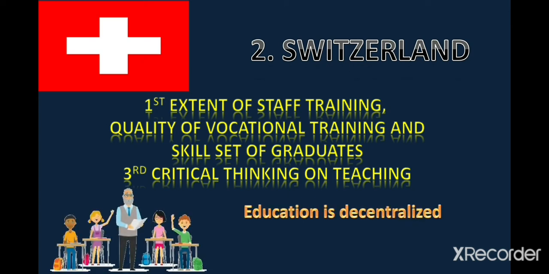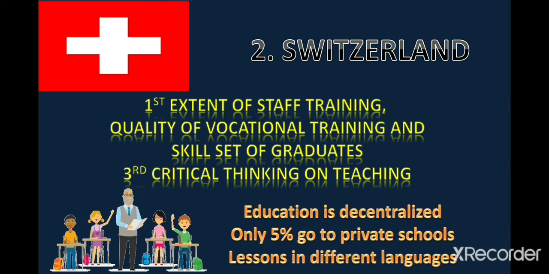Education in Switzerland is a largely decentralized system. Their system relies almost entirely on public funds. Just 5% of children attend private schools. The rest go to the public schools. Lessons are taught in different languages, including German, French, and Italian, depending on the region of Switzerland.